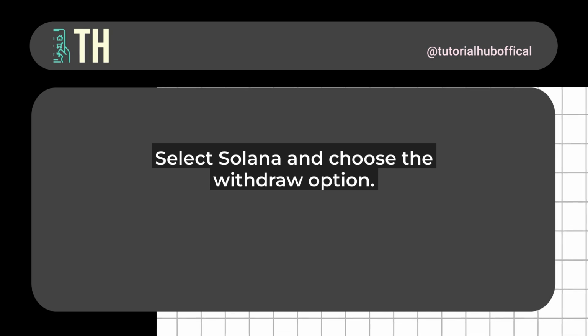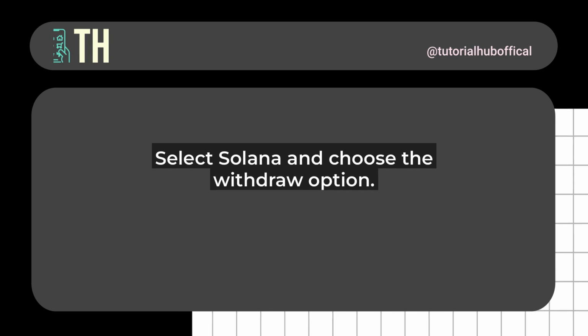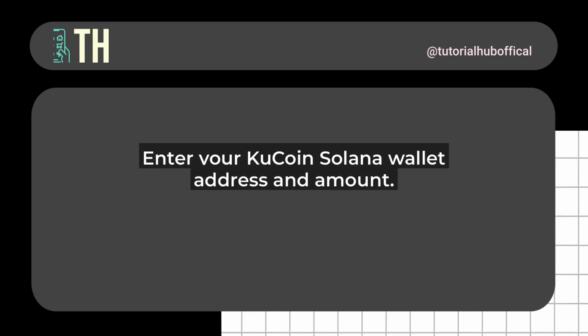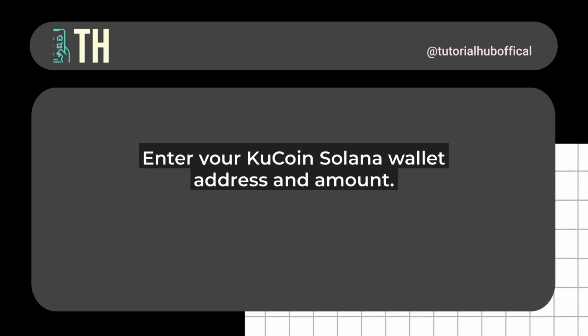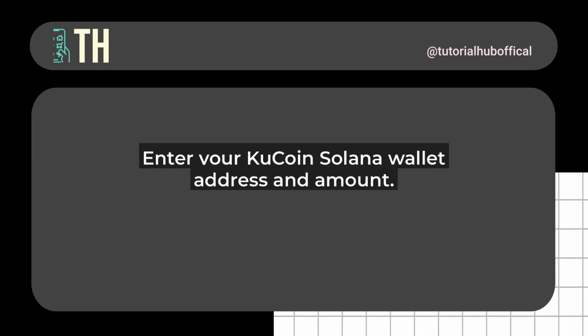Step 2. Once you're in the withdrawal section, choose Solana as the cryptocurrency you want to withdraw. You'll need to enter the wallet address from Kucoin. Remember, Solana uses its own blockchain, so make sure you're selecting the Solana network. Don't mix it up with other chains like Ethereum.